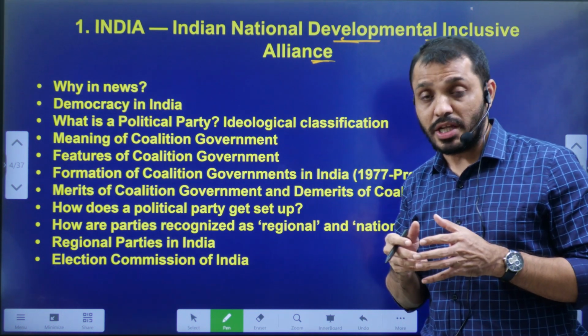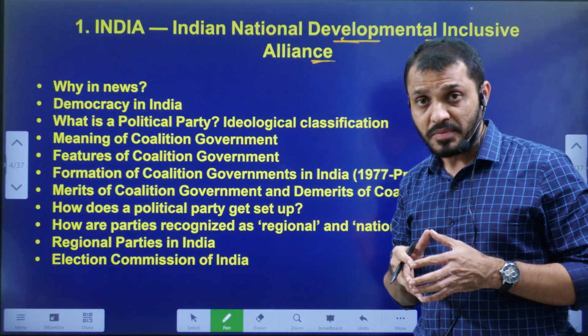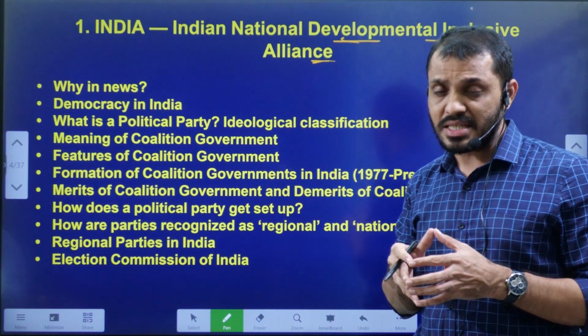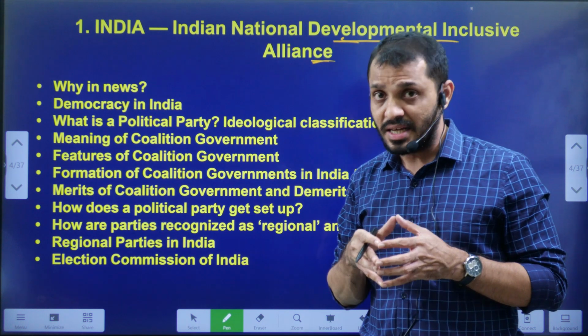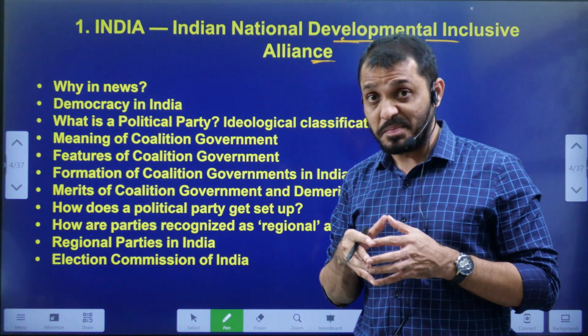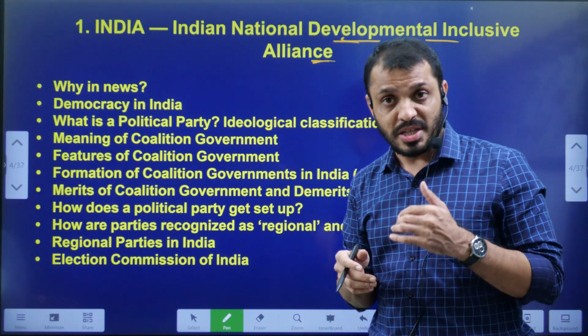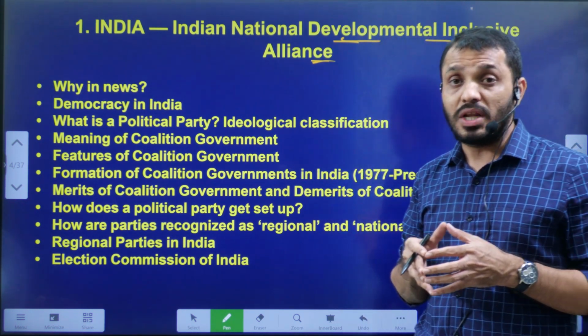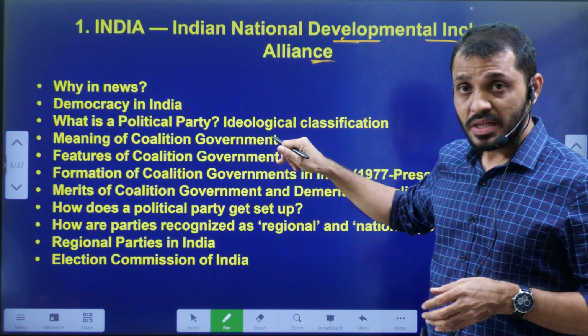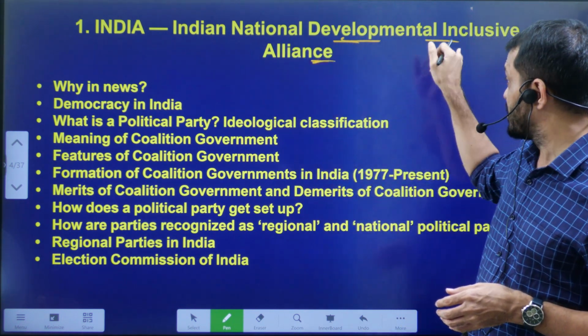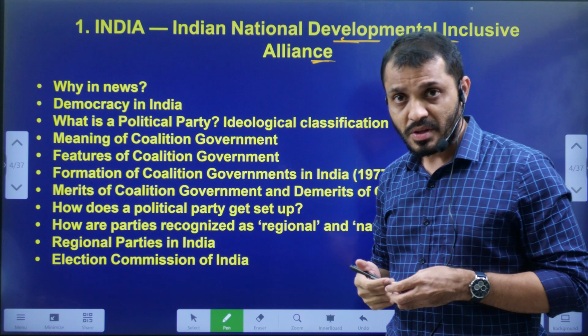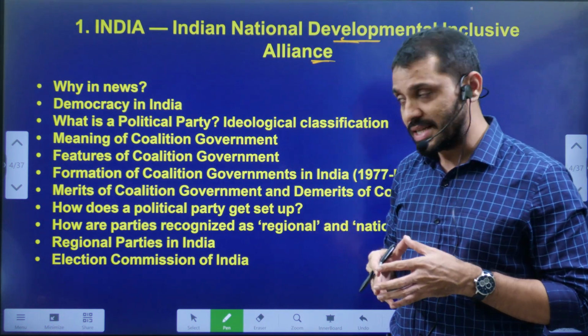Of course, in this coalition, so many regional parties are there. The only national party is Congress, and some other national parties like Aam Aadmi Party and CPI(M) are there. Apart from those national parties, there are some regional parties also. The new coalition name is INDIA, that is Indian National Developmental Inclusive Alliance. We will discuss further about this name.